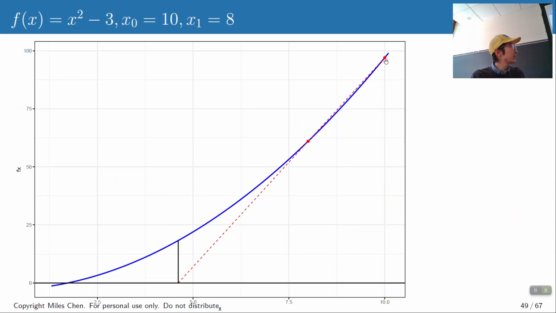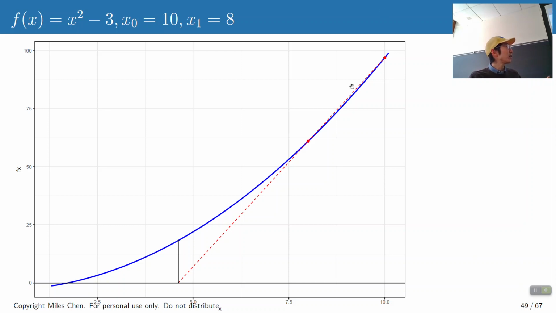So rather than figuring out the tangent line right here, I have the same function, x squared minus 3. I start off at 10, and rather than drawing the tangent line at x0 equals 10, I say, here's another point, x1 equal to 8. We evaluate the function, and I draw a straight line that connects the point here and the point here. That's kind of close to a tangent line, not exactly.